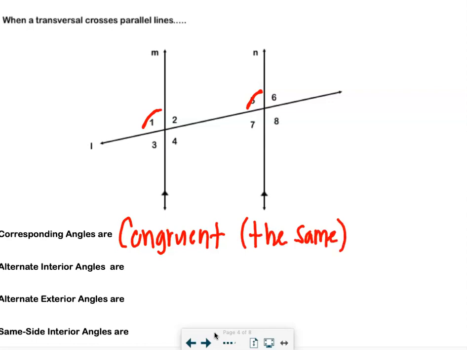We found that alternate interior angles, so 2 and 7 are also the same. They're congruent.